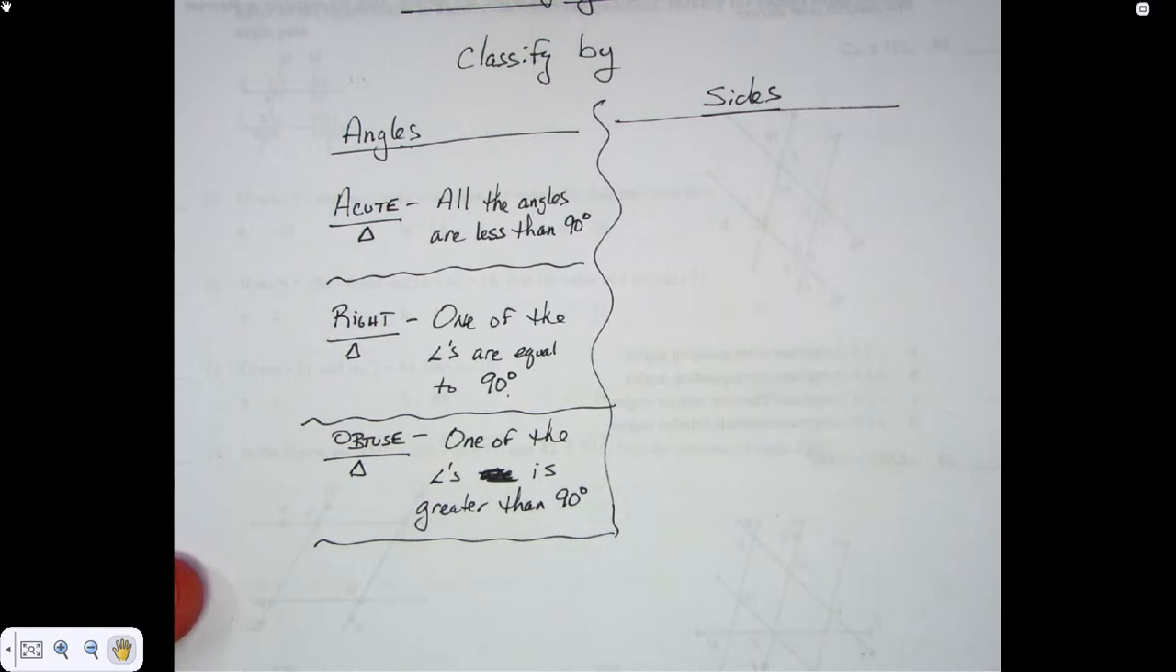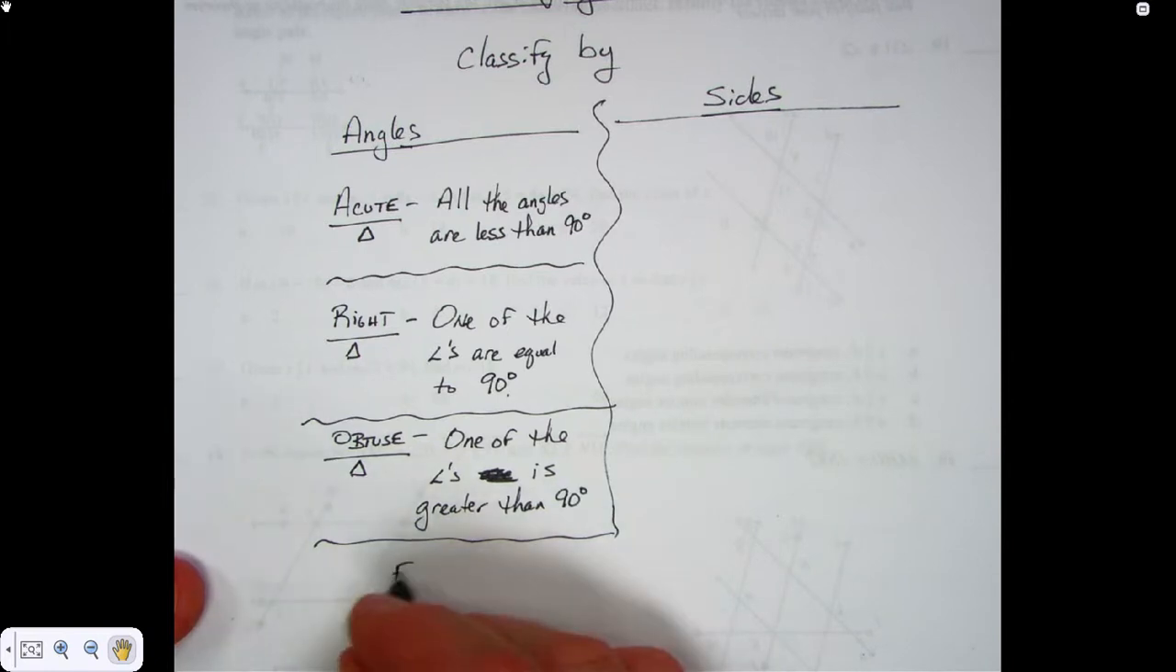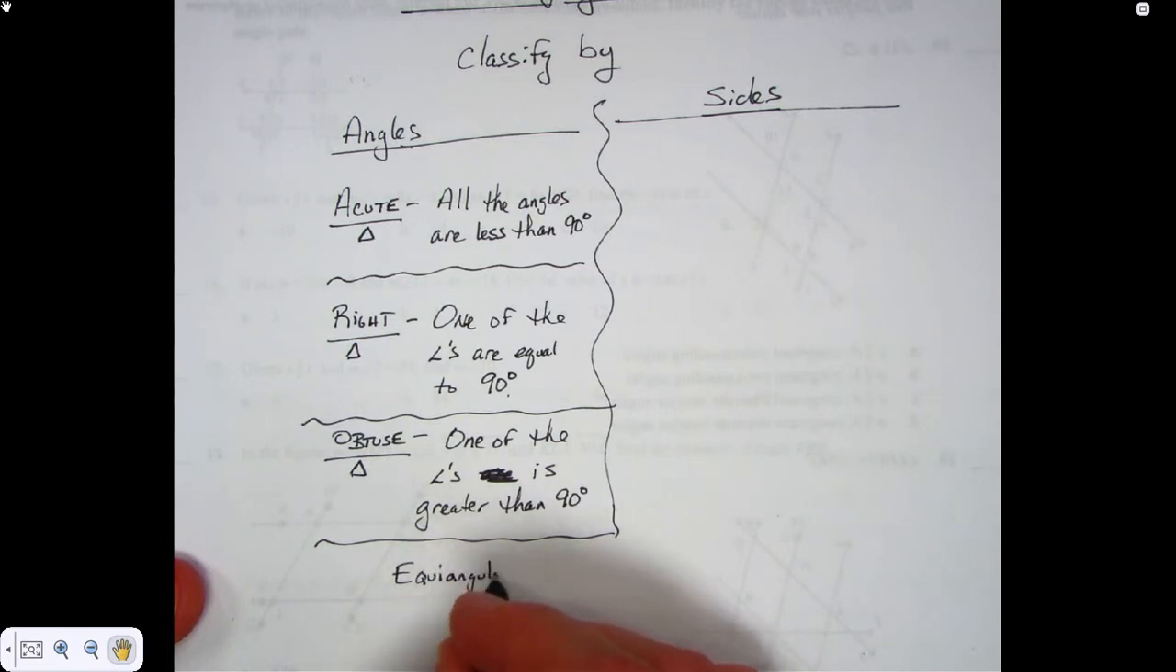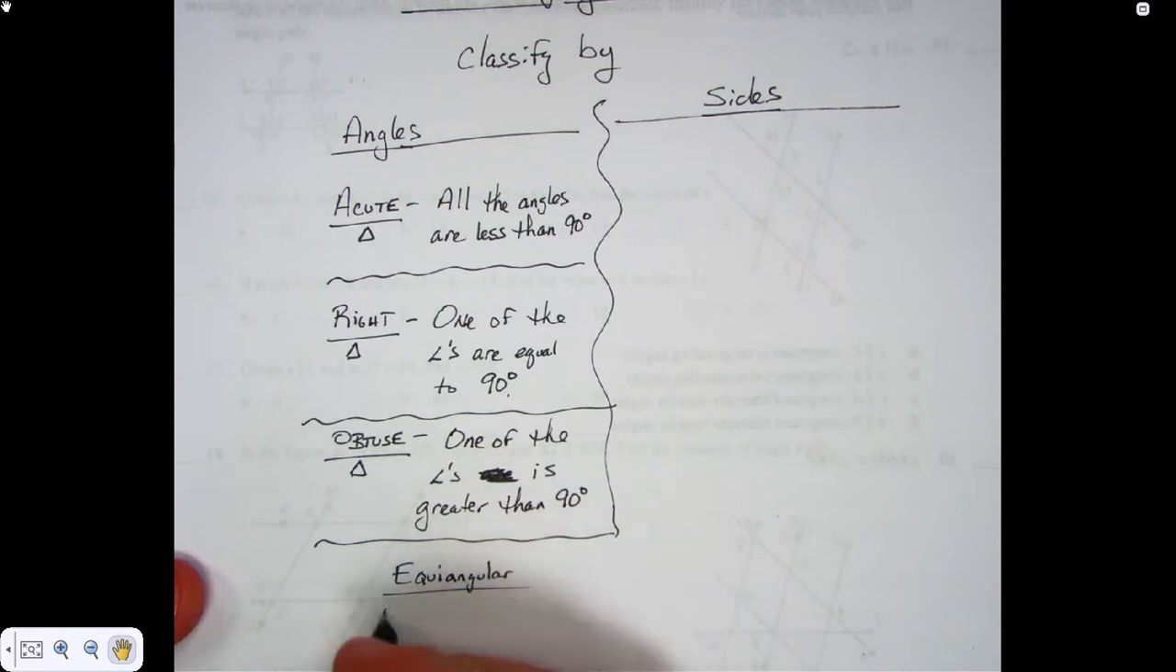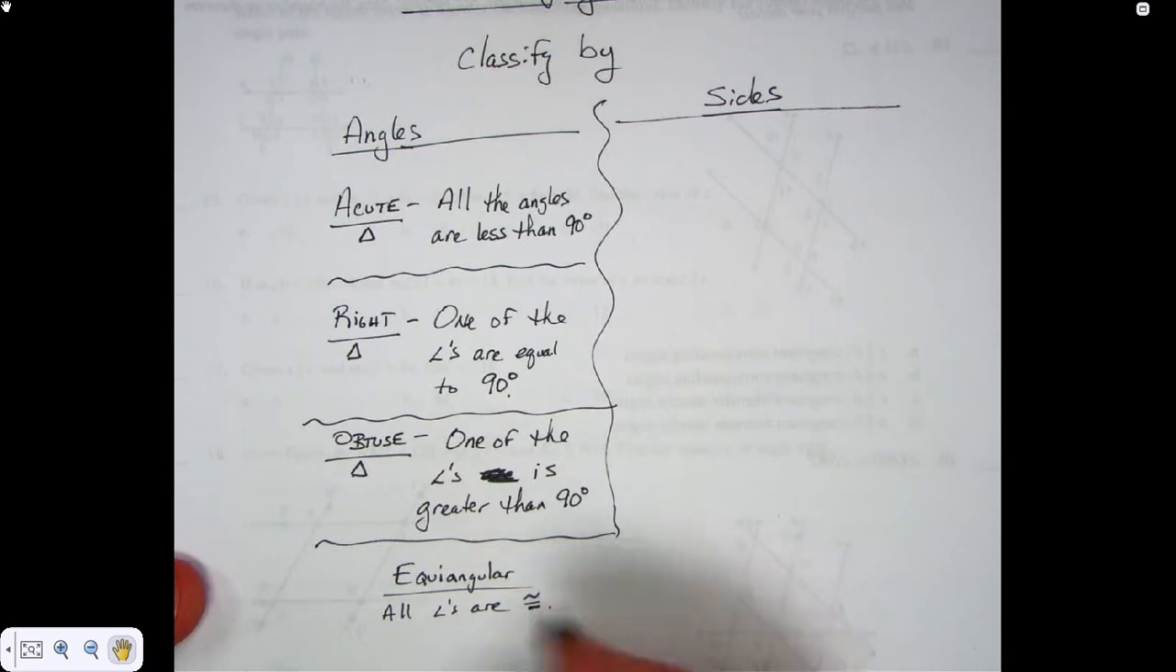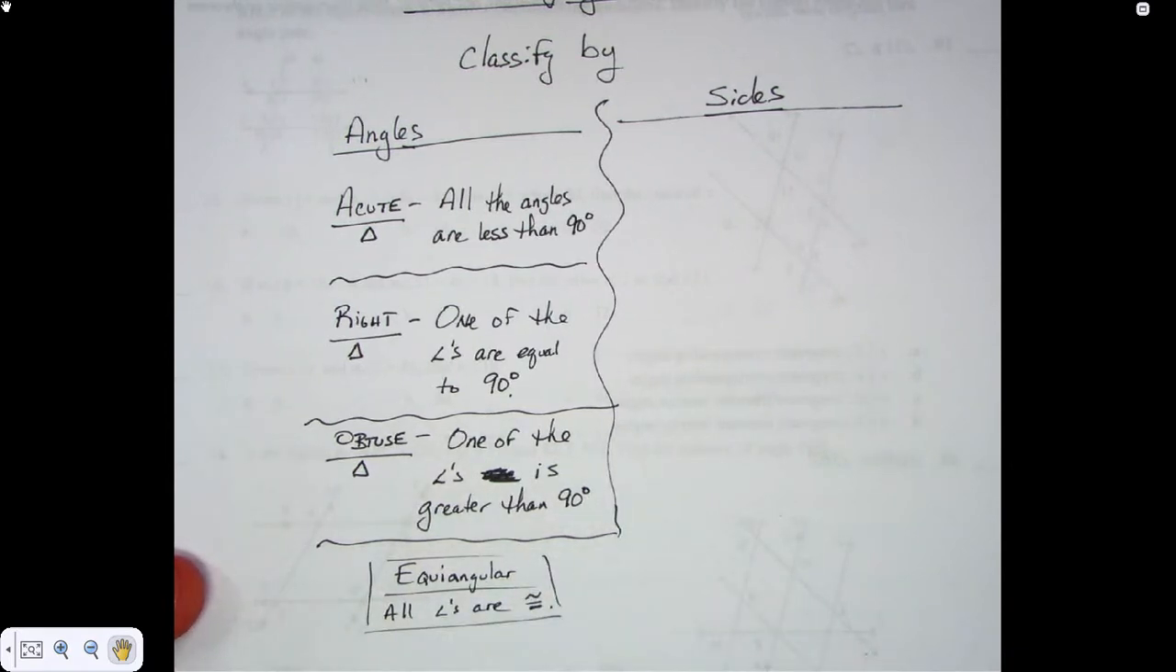Now, another way we actually classify triangles by their angles, it's something you only hear probably in this section, because it's the same thing as an equilateral, is you will hear this word: equiangular. And what it means, all angles are what? What do you think? Equal or congruent. Their measures are equal.